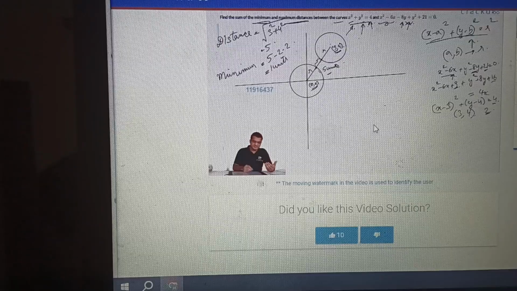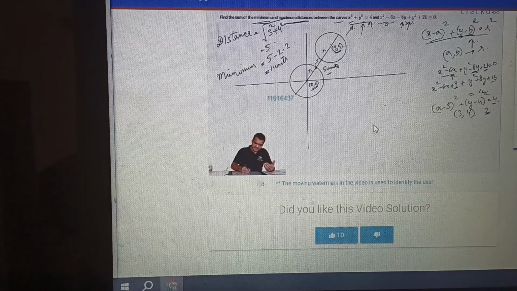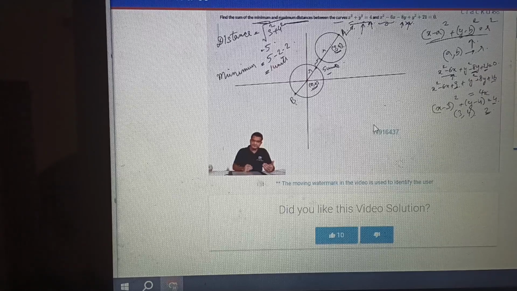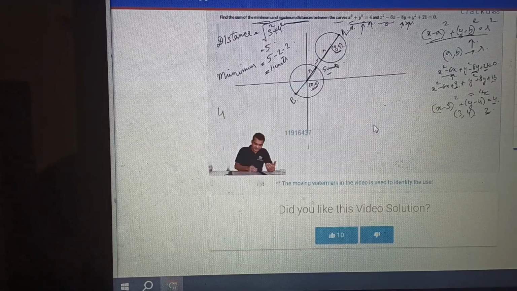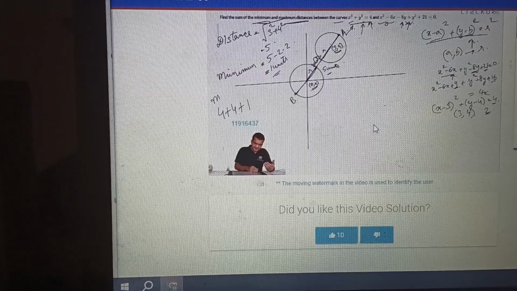And what is the maximum distance between these two curves? You just extend the line to the other end, both the lines. So now you are trying to find out the distance between these 2 points. Let us say this is A and this is B. If you are trying to find the maximum distance between these two, you have to add both these diameters. The diameters of both the circles are 4 units. So 4 plus 4 plus the minimum distance between these two, which we have just calculated, is 1 unit. So the maximum distance between these 2 points is equal to 4 plus 4 plus 1, which is equal to 9 units.